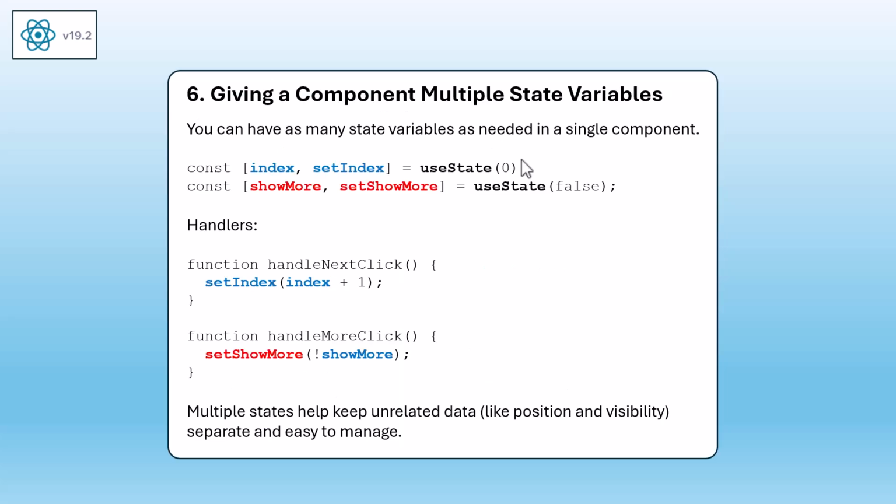6. Giving a component multiple state variables. A component can have more than one piece of state. You might have one variable to store the current index in a gallery and another one to control whether more details are shown or hidden. If the pieces of state are unrelated, like a number and a toggle, it's better to keep them separate. But if they change together, it might make sense to combine them into one state object. As a rule of thumb, keep your state organized around how you'll use it. For example, for a complex form, it's often cleaner to group all fields into one state object rather than having one per field.